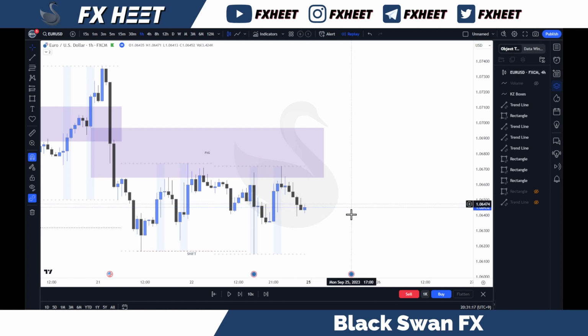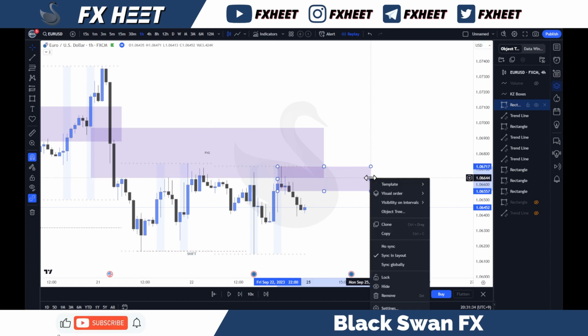Not really so much inefficiency. Maybe if it does fall over, maybe we have a retest of maybe even from here of supply before dropping.